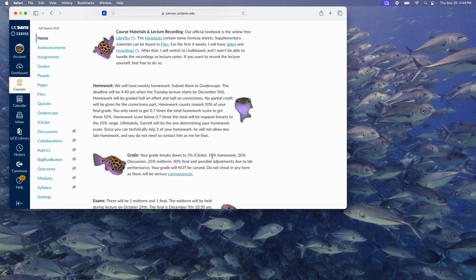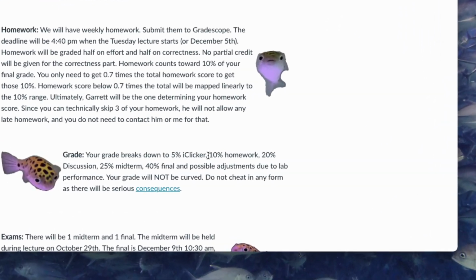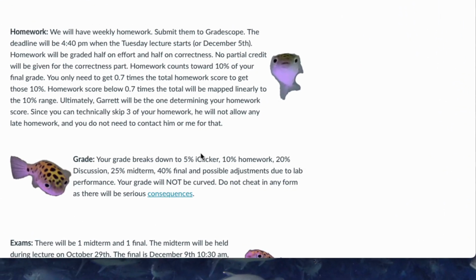Then you have 10% homework. Homework will be graded both on correctness and effort. We have a lot of students here, but we only have one grader. He is also your discussion TA, correct? So we don't have much time to grade all the questions.